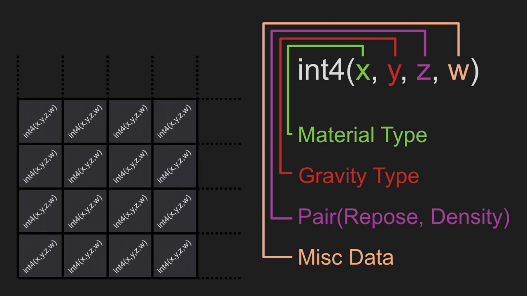The W component of the cell material texture is used as miscellaneous extra data, and means different things depending on the cell's material type. Currently, it stores the travel angle and velocity of non-standard physics materials like bullets, and a darkening value for materials that have been affected by explosions.